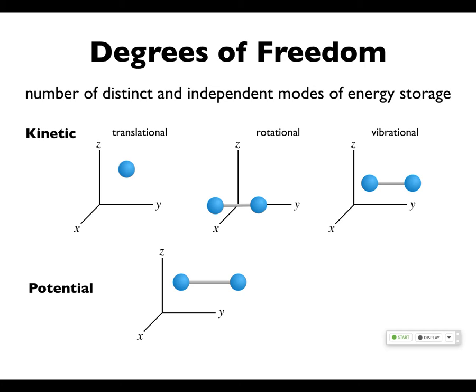And then potential energy. Each of these has 3 degrees of freedom because you have x, y, and z. So you can translate in the x, y, and z direction. You can rotate along your x, y, and z axis. And then you can vibrate in the x, y, and z direction. So you can vibrate like this, like this, like this. Whatever. So all of them have three dimensions.